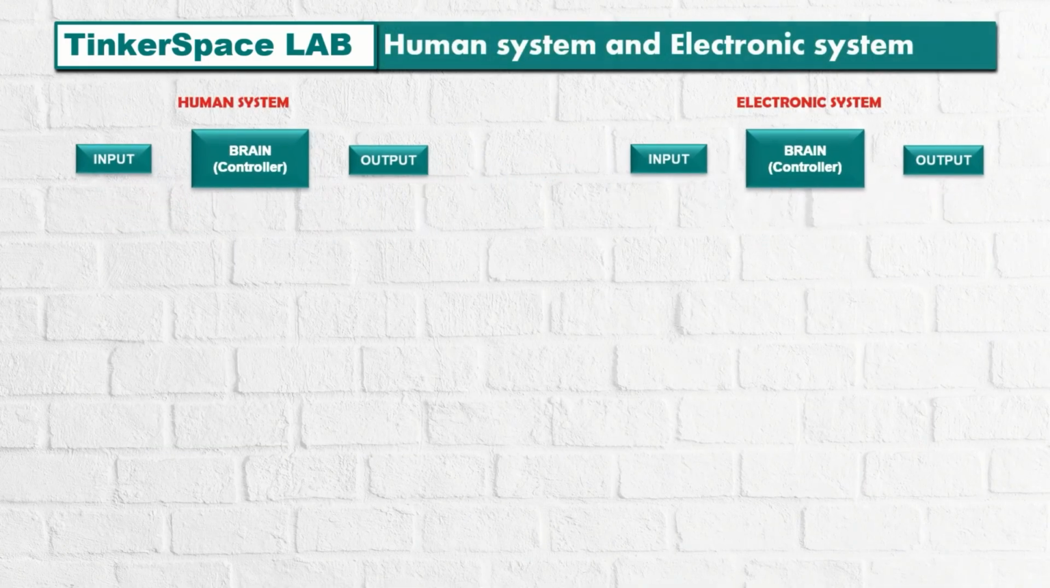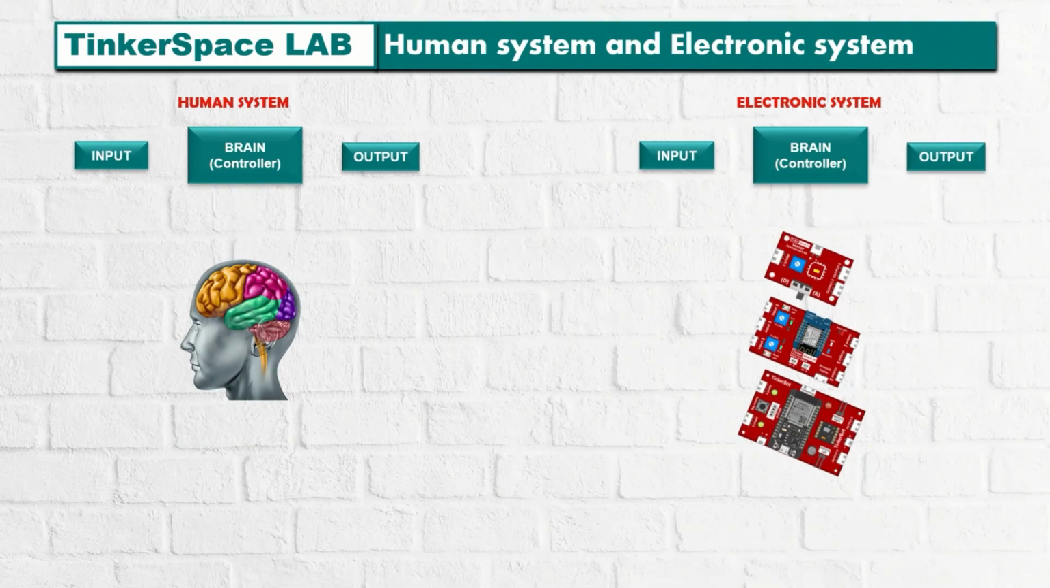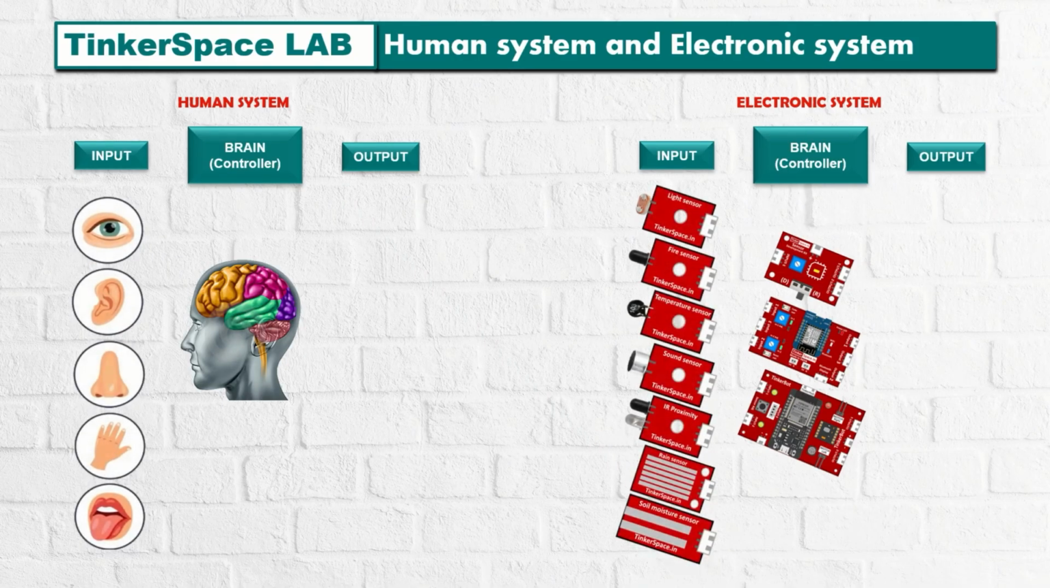In the human system, we have a brain which acts as a controller, and in electronic system, we have different types of controller boards like the sensor development board, TinkerSpace brain board, and the Tinker board robotic board. In human system, the inputs are eye, ear, nose, skin and tongue, whereas in electronic system, we have a lot of sensors like light sensor, fire sensor, temperature sensor, sound sensor, IR proximity sensor, rain sensor and soil moisture sensor.